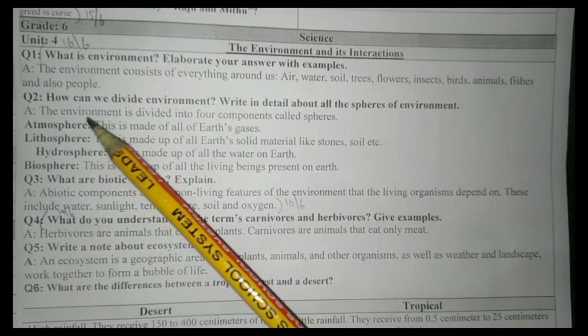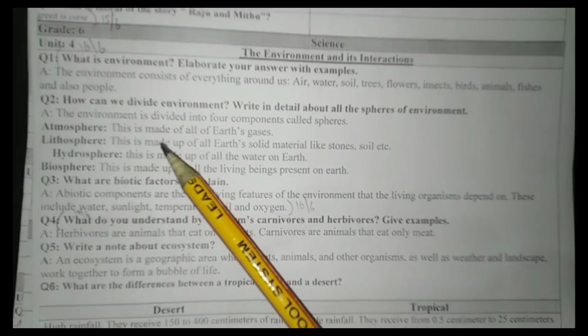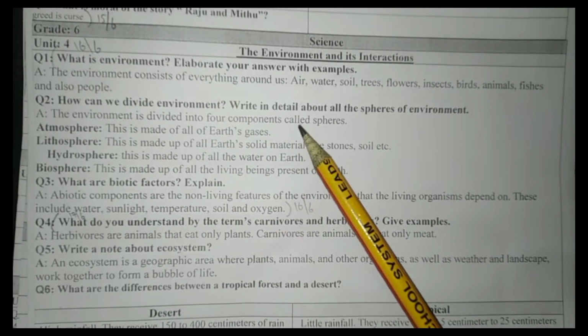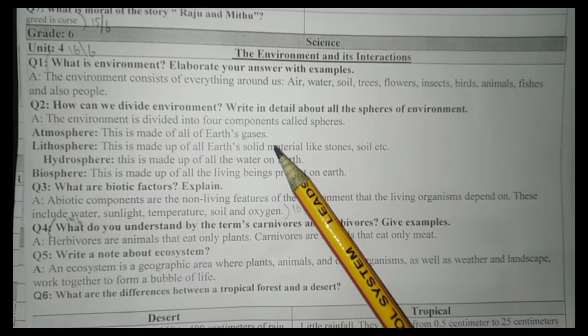Question number 2. How can we divide environment? Write in detail about the spheres of environment. So basically environment is divided into 4 components called spheres. First one is atmosphere. It is made up of Earth's gases.